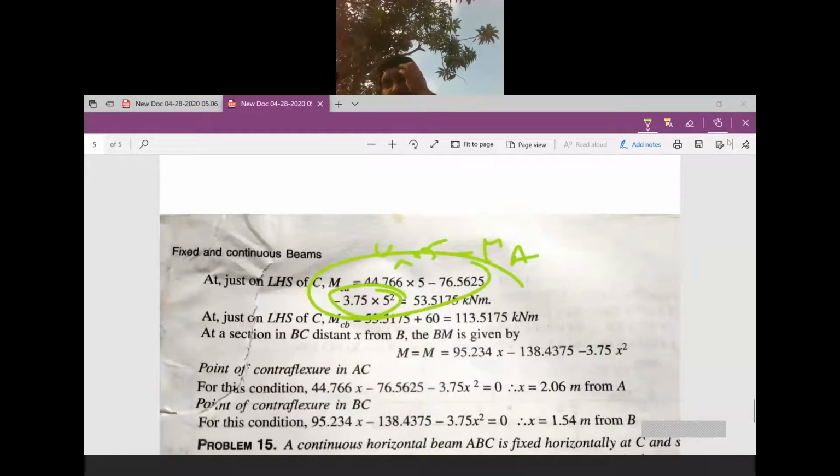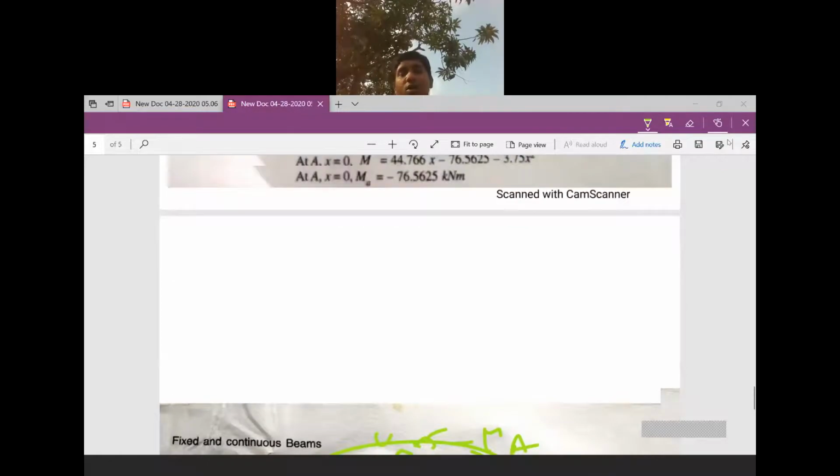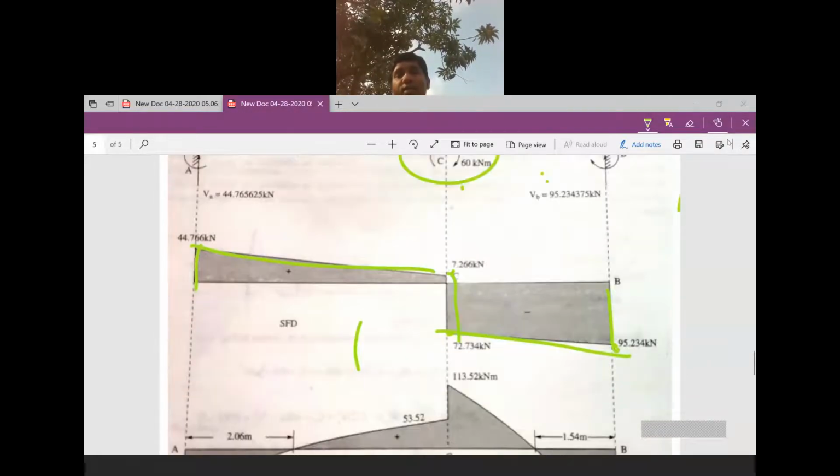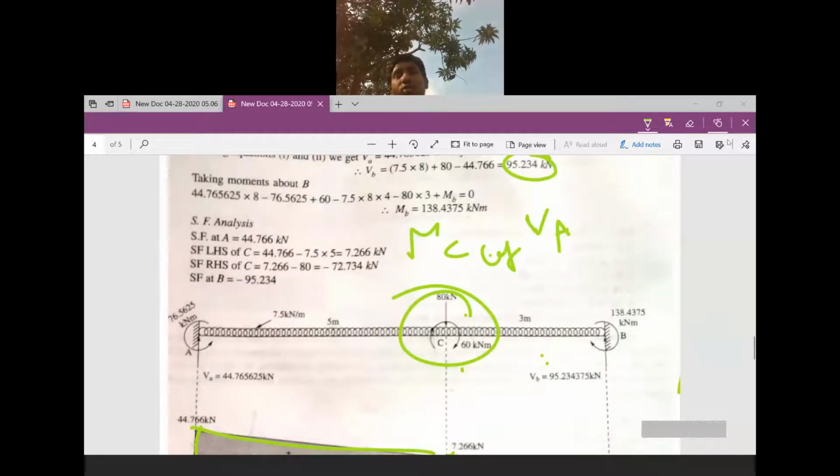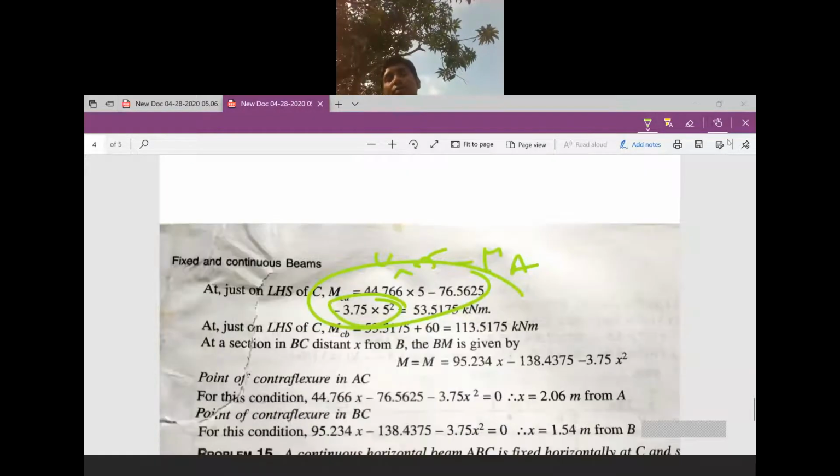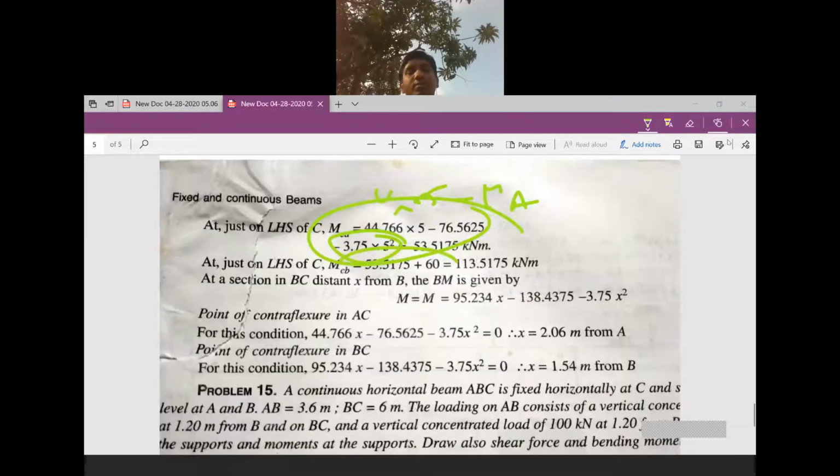When an external moment acts, we take C left and C right. After C left, C is nothing but how much load is acting here. Couple force is 60. It is acting in clockwise direction, so here you will add plus 60. Understand?